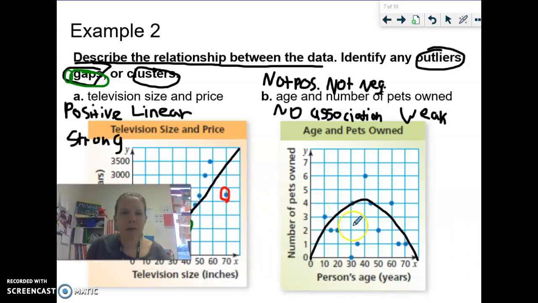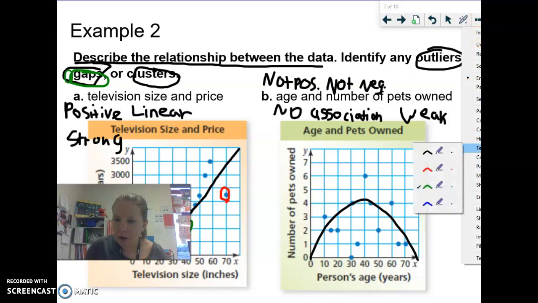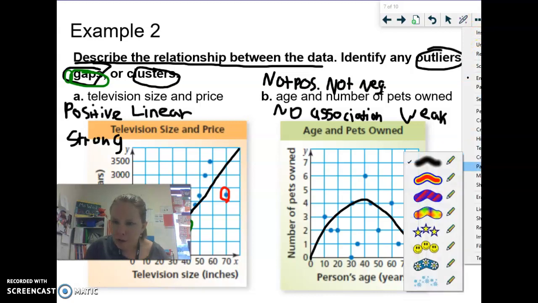Over on this one, there are some gaps, but again, it's such a weak association, and I can't tell what's really going on with this graph, so I'm not really going to identify any gaps, because it's just so spread out. All right, and then let's go ahead to the next one.